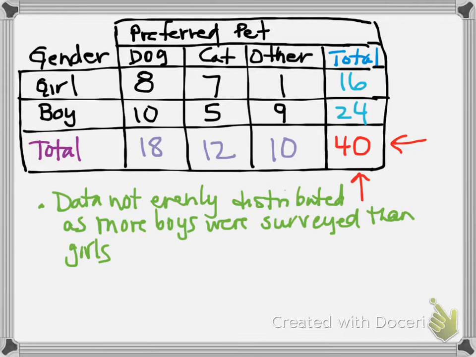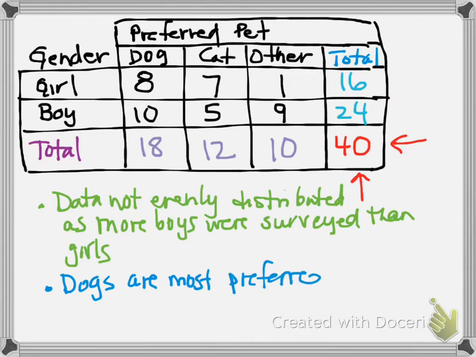Which pet is preferred most? And tell me why. According to this chart, which pet would be preferred most and why? Dog. Okay. So I hear dogs. And why would you say that dogs are most preferred? If dogs are most preferred, then they would have the highest total in their column. So we have 18 versus 12 versus 10.